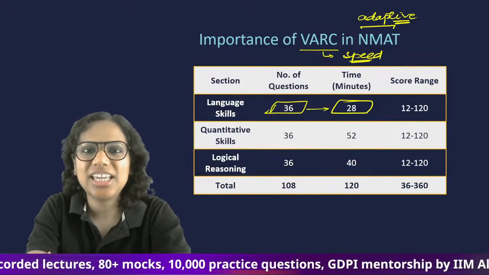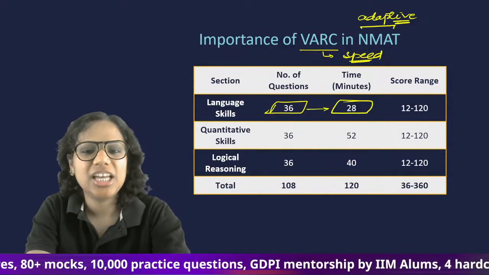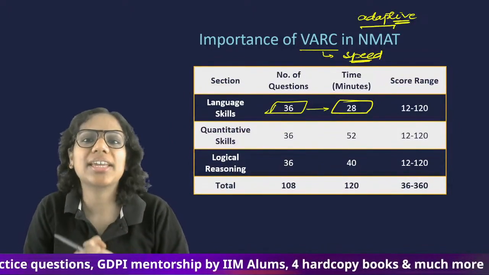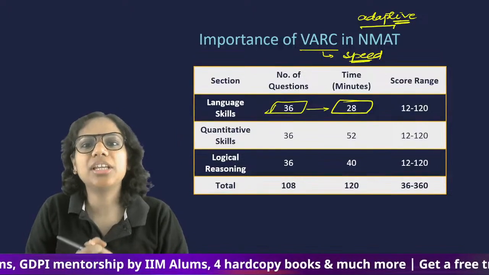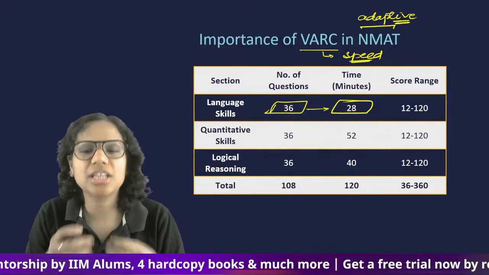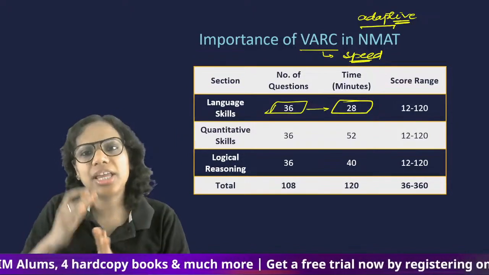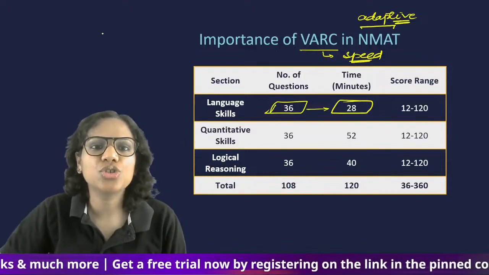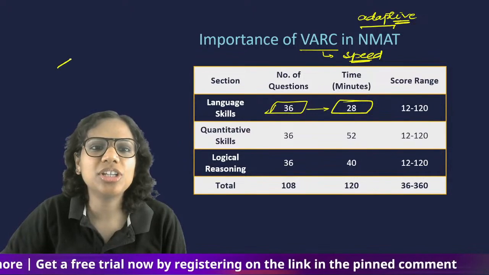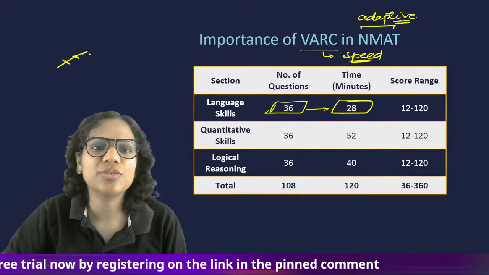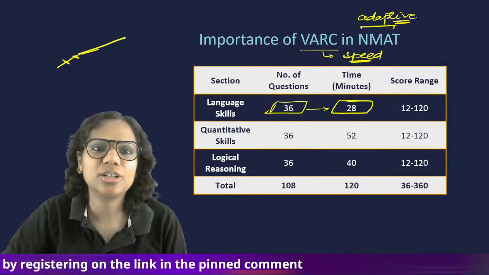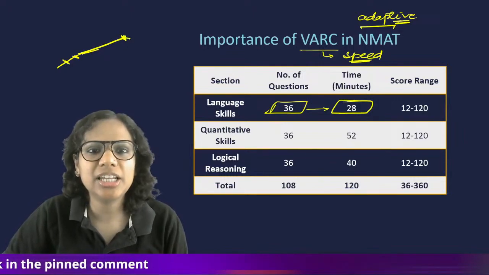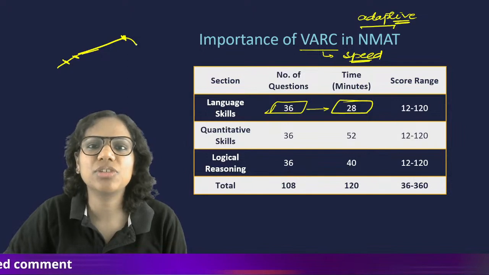So, in an adaptive test, your difficulty level depends on your accuracy. If you answer a question correctly, the next question that appears on your screen will be slightly more difficult. The difficulty level will keep increasing as you keep answering correctly. Let's say at this juncture you marked something incorrectly. Then the difficulty level of the next question will be lower.